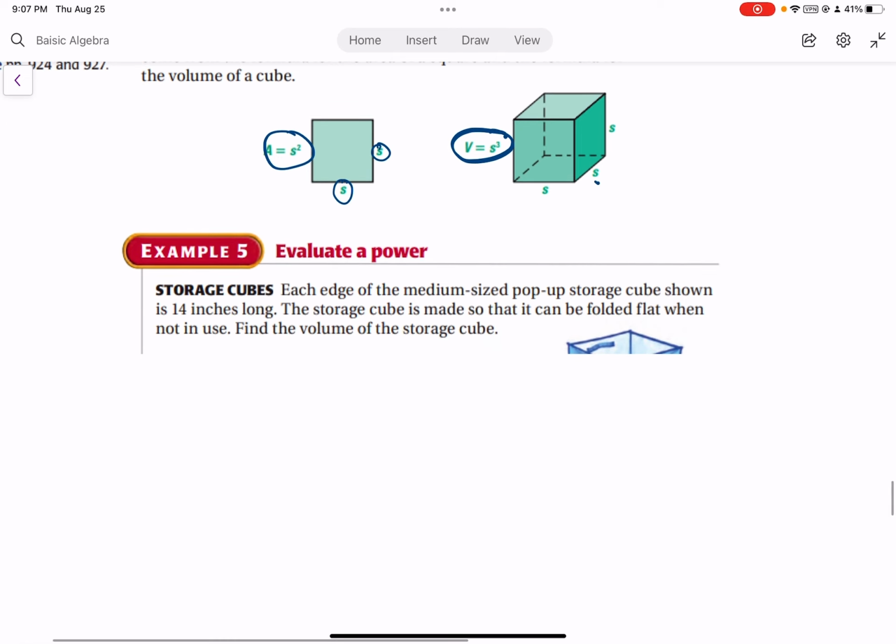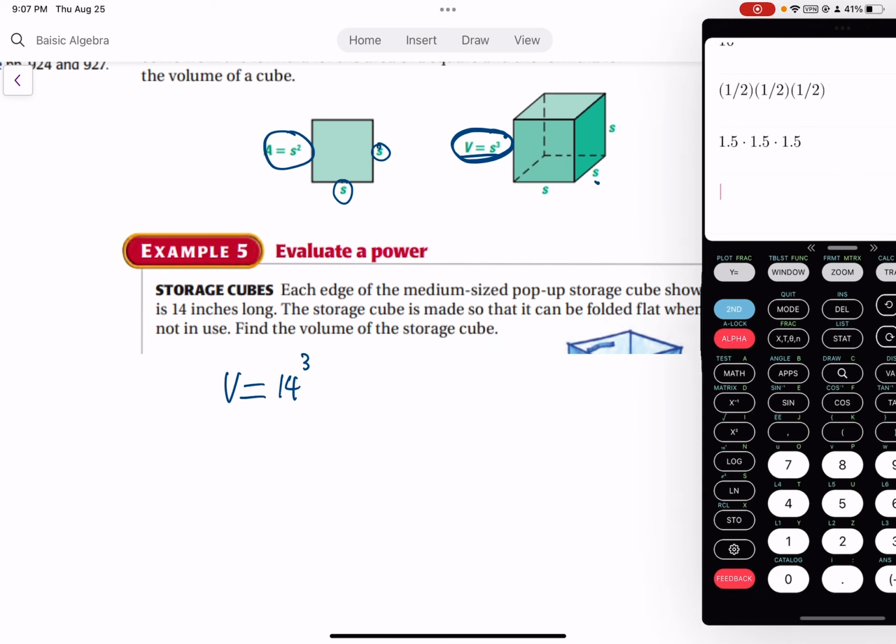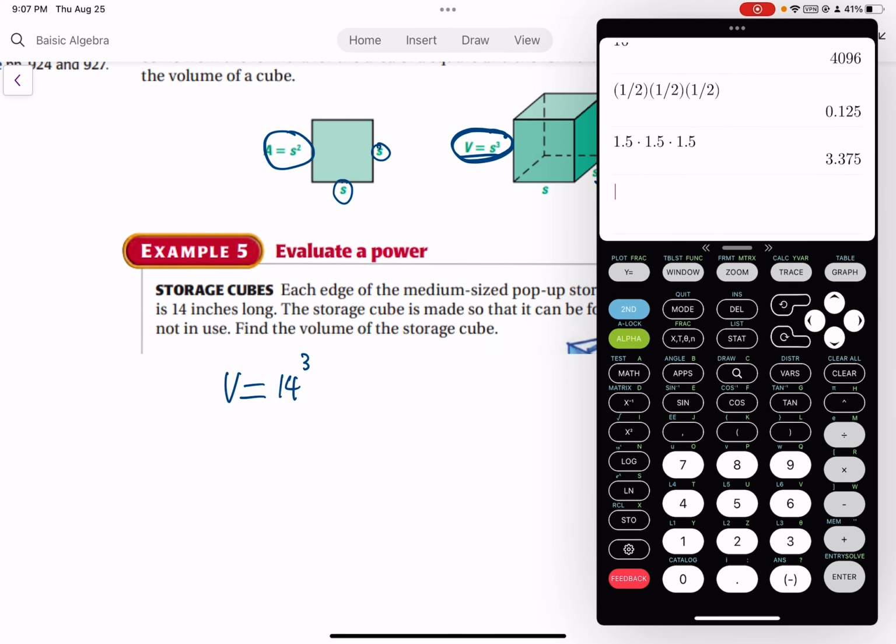So we're going to look at a storage cube. Each edge of the medium-sized pop-up storage cube shown is 14 inches long. The storage cube is made so that it can be folded flat when not in use. Find the volume of this storage cube. Well, if we're talking about volume, we're using the equation up on our right side here. Well, our volume will equal 14 to the power of 3. Well, we come over to our handy-dandy calculator. 14 times 14 gives me 196. I take it times 14 again, and I get my volume is equal to 2,744 inches cubed.